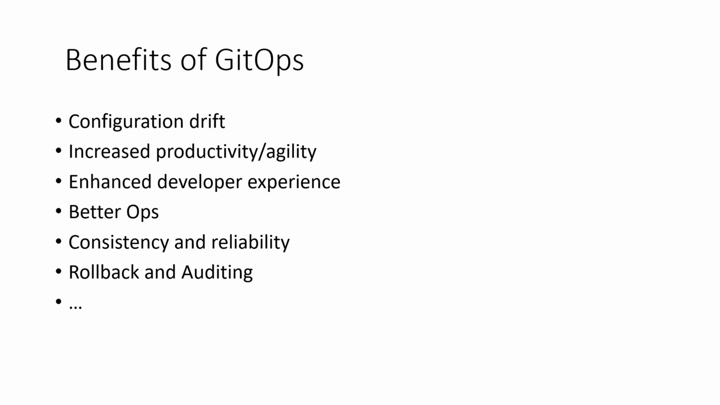And the next one is the rollback and auditing. So since we are storing everything as part of Git, a rollback is very simple. You can do a Git revert and you would go back to a previous version. And auditing is a default feature provided by Git.